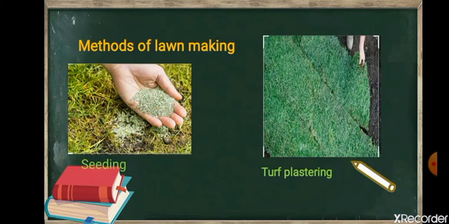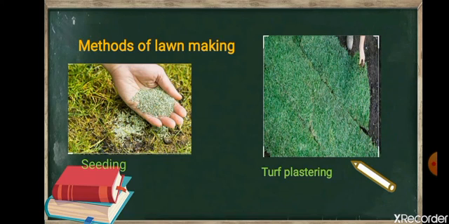Next, methods of lawn making. There are various methods of lawn making. First, we will discuss seeding. The most popular grass suitable for seeding is dhoop grass, botanically known as Cynodon. It has a fast spreading, mat forming habit and readily forms roots at the nodes. The foliage is dark green, narrow with parallel veins.